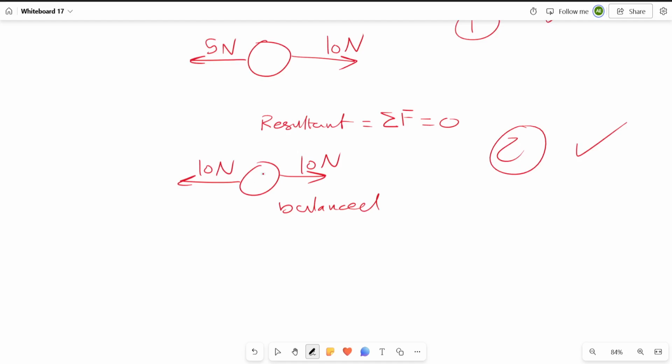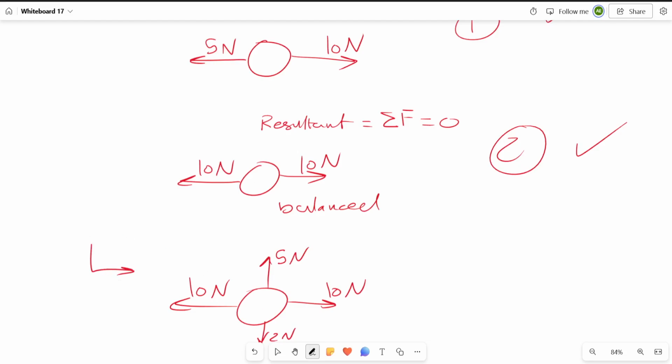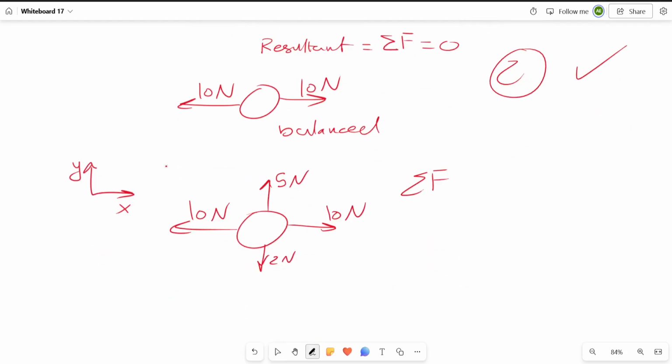Please note that here we are balanced in the x direction, because you need to think about the x direction alone and the y direction alone. So let's say we have some forces like this: a 5 newton force up and a 2 newton force down. Let's say this is the x-axis and this is the y-axis. If I say sigma F equals 0, this doesn't mean anything. I need to specify sigma F, or resultant force, in which axis.